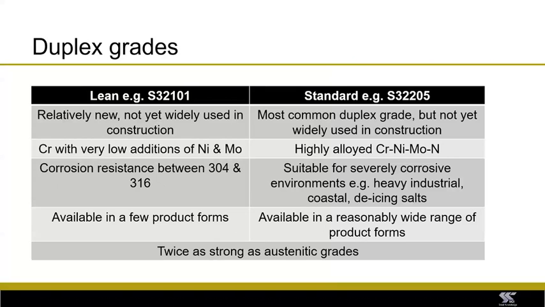The duplexes, we have the lean duplexes, which have lower alloy additions. That's why it's lean. And then we have the standard duplex. Standard duplex has been around for years and years in the chemicals industry, available in a wide range of product forms. The lean duplexes, well, in the last 10 years, a range of lean duplexes have been found to be tremendously helpful, and they're increasingly used.